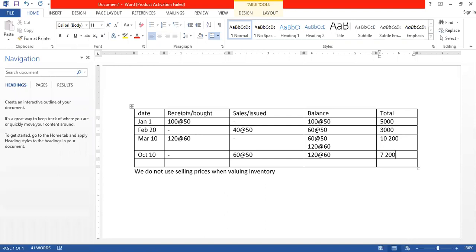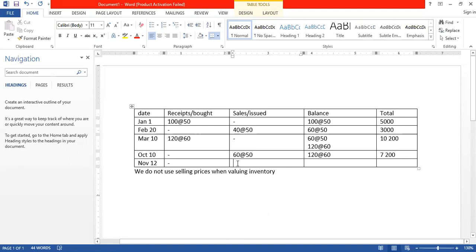Okay, and then we move on to the next month. So the next month is November. What did we do on November the 12th? We did not buy, but we sold. So how many units did we sell?